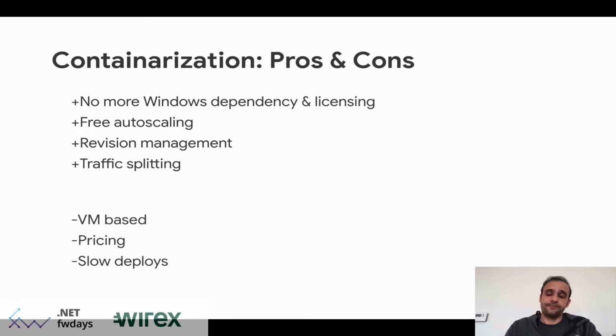But on the other hand, we were still running on VMs. The version that we deployed to, App Engine Flex, is still VM based, meaning you still have machines behind the scenes. And because it's VM based, you still get charged for those VMs. So the pricing is still VM pricing, which means that even if no one is using your application, you're still paying for those VMs per second. So even though it was cheaper than running on Windows, we were still paying for those VMs for the whole time.